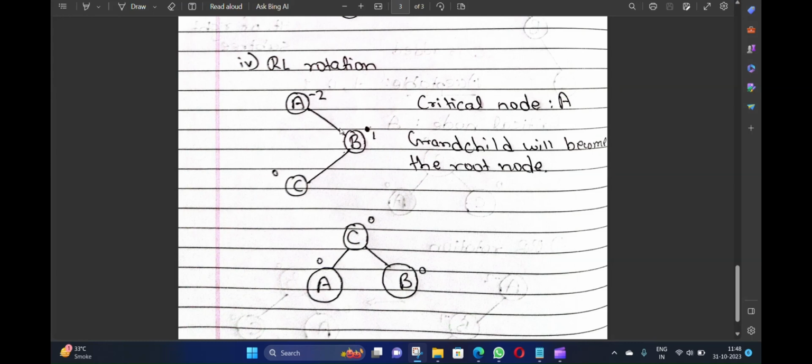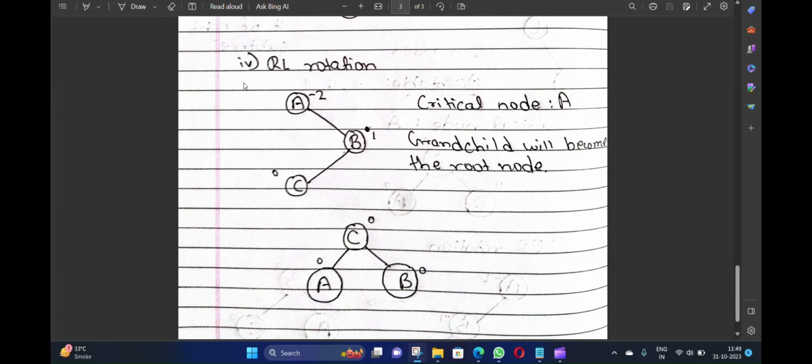Minus 2 is not acceptable because the acceptable range is minus 1, 0 and 1. So A is our critical node. We have to replace A with the grandchild, because in right left rotation we replace A with the grandchild. How did we decide that we have to perform right left rotation? Because we have added C as our new node here, and C has been added to the left of the right subtree. Because of that we have to perform right left rotation.